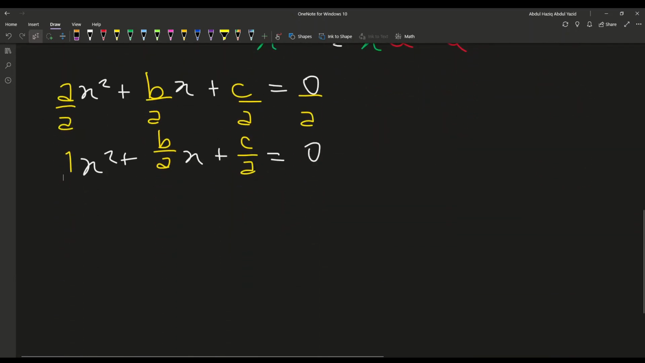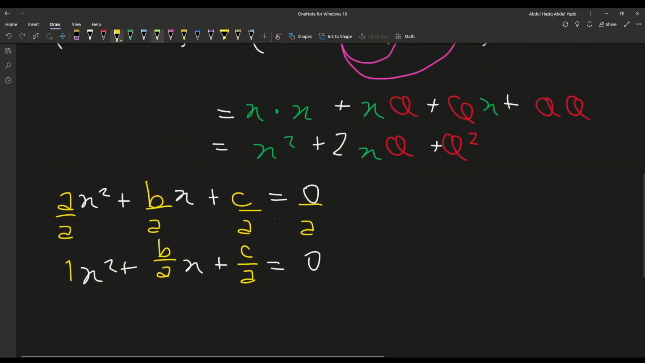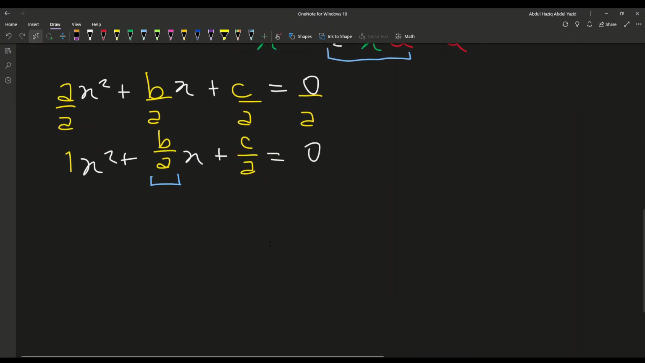But the issue is we have a b over a over here, but here we have a 2xq. So how can we get around this? Well, this is where the genius idea of completing the square came about.